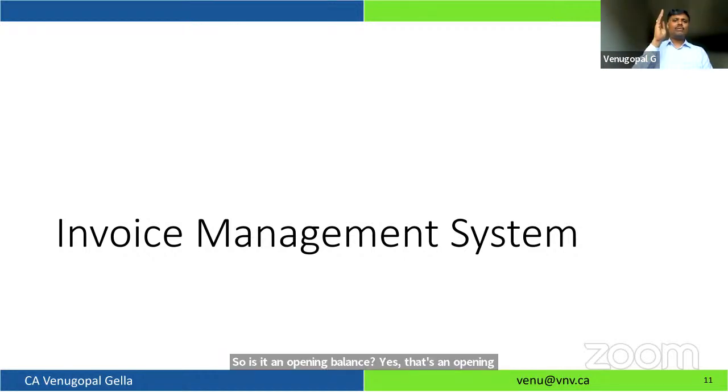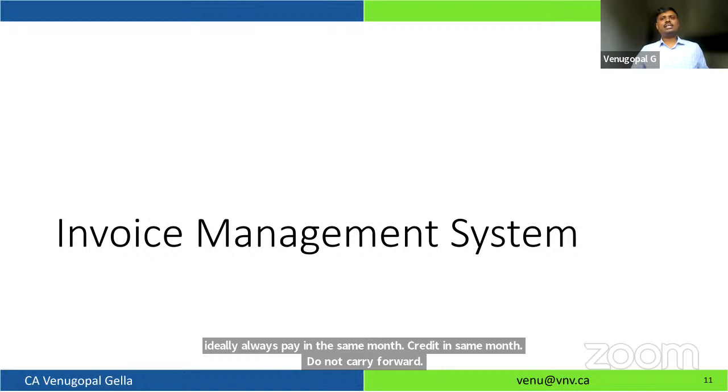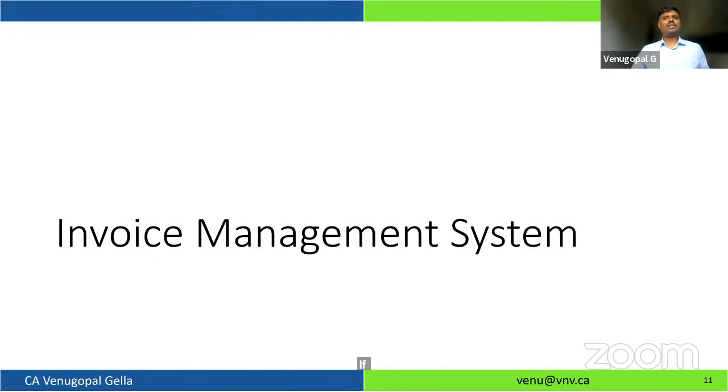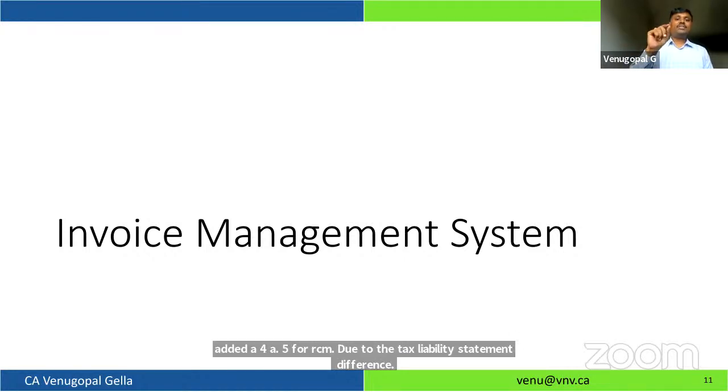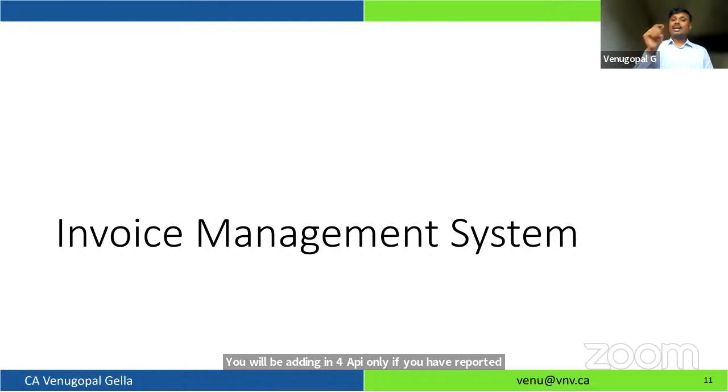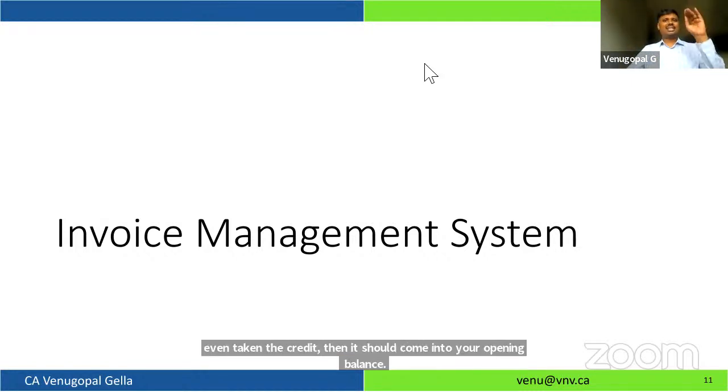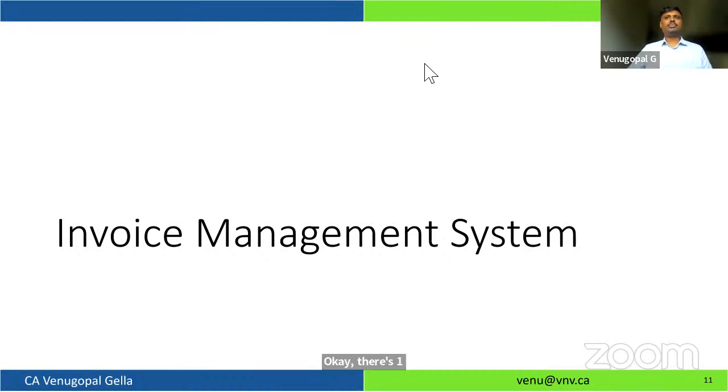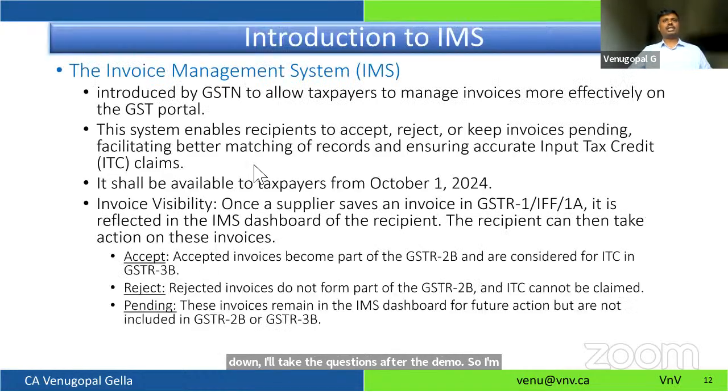But ideally, always pay in the same month, avail credit in the same month, do not carry forward. Murali, on 4A5 for RCM missing out due to the tax liability statement difference, you will be adding in 4A5 only if you have reported in 4B2. If you have not even reversed the credit, you have not even taken the credit, then it should come into your opening balance. Okay, there's one hand which is raised, I'm putting it down. I'll take the questions after the demo. I'm running short of time. Let's move to the invoice management system.